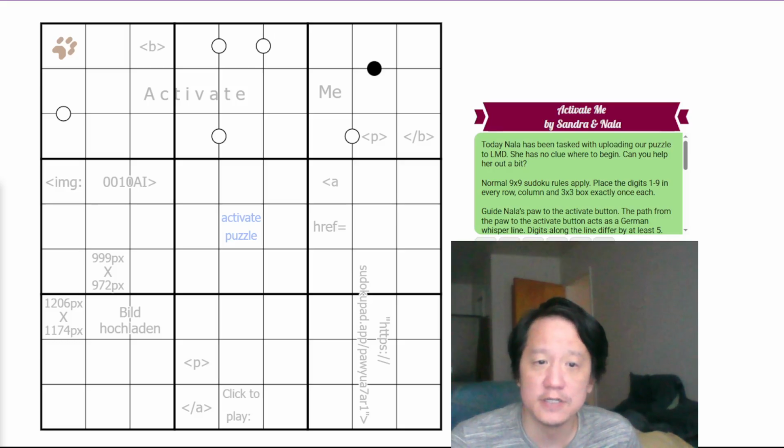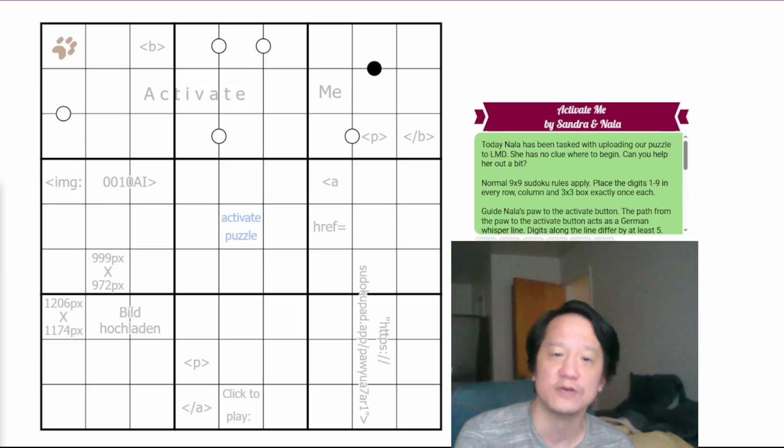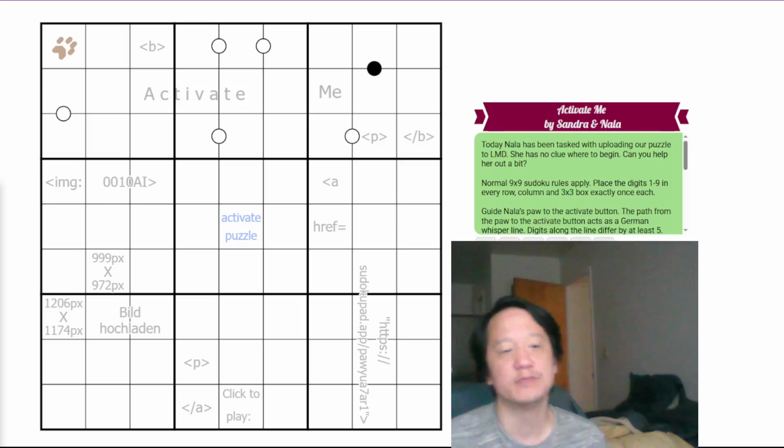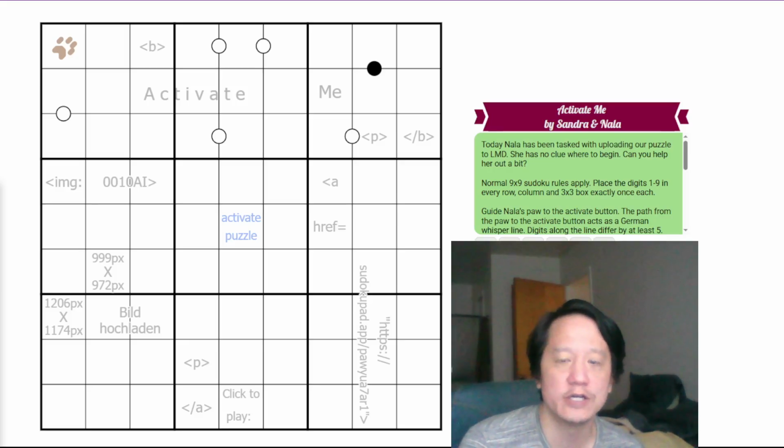And this is today's easy level puzzle. Take that easiness with a grain of salt, because it's considered easy by the people on the Logic Masters Germany forum, and there's a lot of really smart people there. Today's puzzle is called Activate Me by Sandra and Nala.